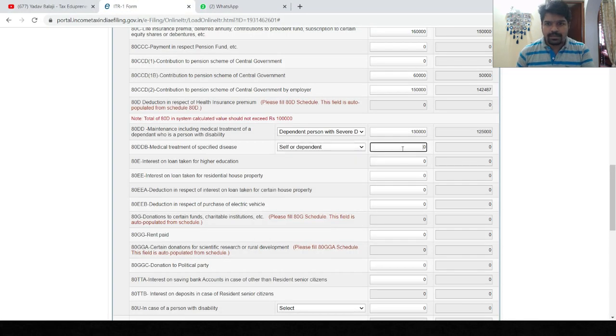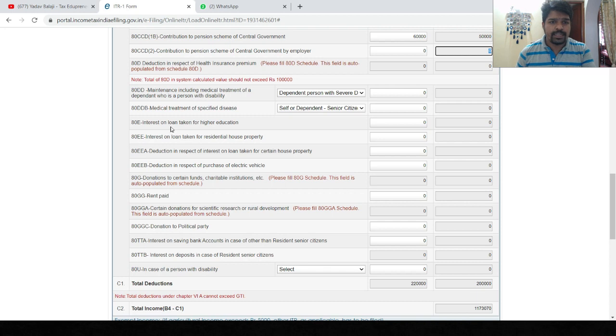We'll see here. So I said 40,000 is the limit, so 40,000 is coming. And if it is a senior citizen, then if I put 1,20,000, it will take 1 lakh only. So this is the limit. For every deduction there is a limit. More than that you can't claim it.